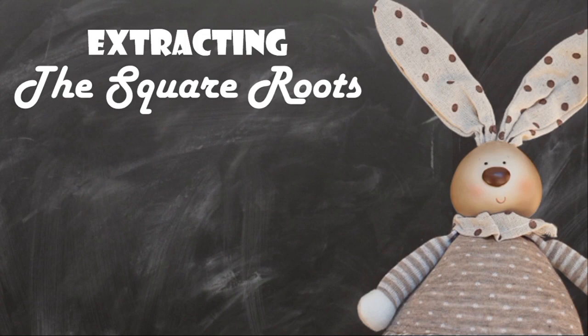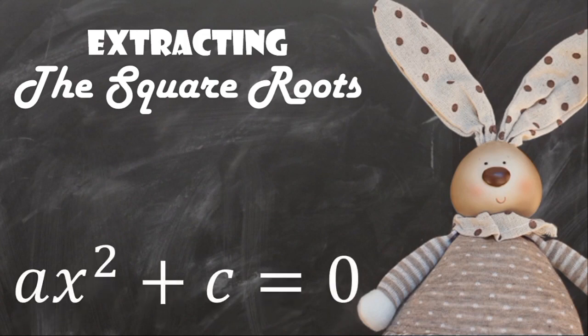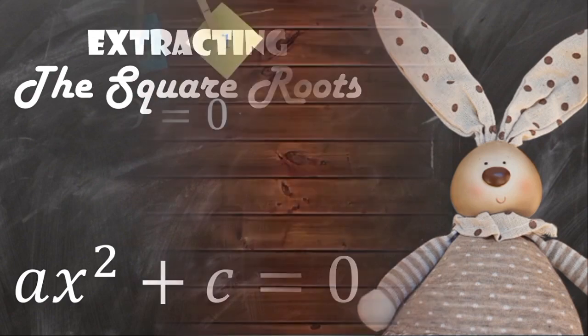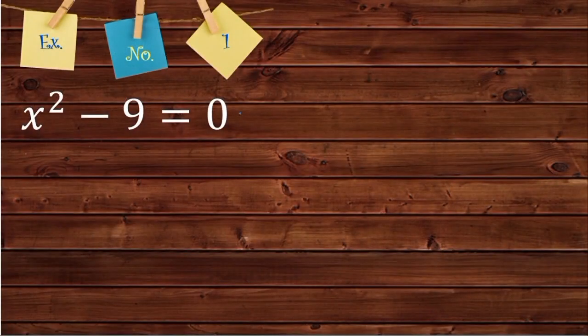The quadratic equation must be in the form of ax squared plus c equals 0. So as you can notice, this is not a complete quadratic equation, nor is it in the standard form. So what we are going to do now is to apply it. When we say extracting the square root, it also means the square root property. So let us have our first example.